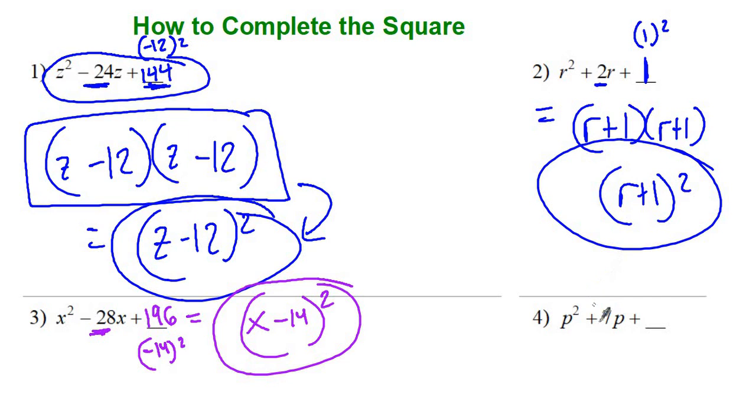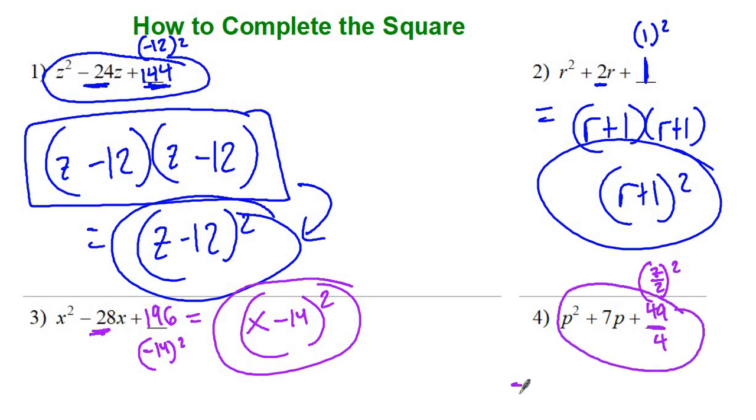This one's a little bit trickier because we don't have a nice even number like we had before, but we'll do the same thing. Half of 7 is 7 halves, or 7 over 2. And I recommend that you keep it as 7 over 2. Don't change it to a decimal. It's going to make it harder when you have to square it. So how do you square a fraction? Just do the top squared. 7 squared is 49, and the bottom squared, 2 squared, is 4.